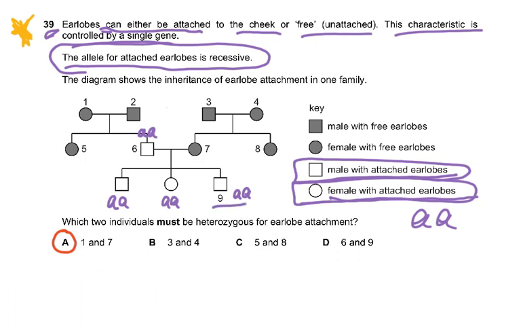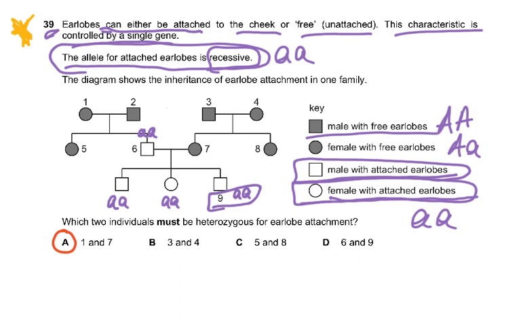So 6 and 9 are recessive, and they're homozygous recessive. If you have a recessive trait, you have to be homozygous recessive. Only then can you show the recessive trait. The other people can be either this or this, so we don't know what they are, the males and the females. All these people can be either this or this.